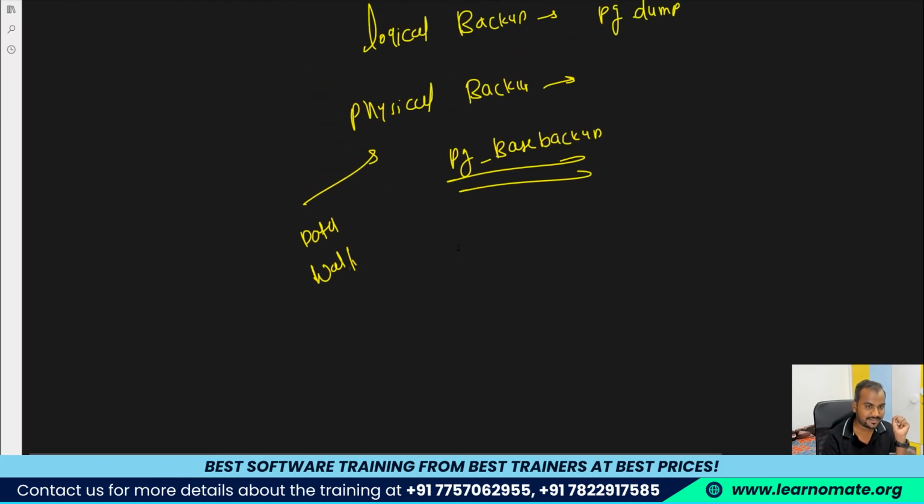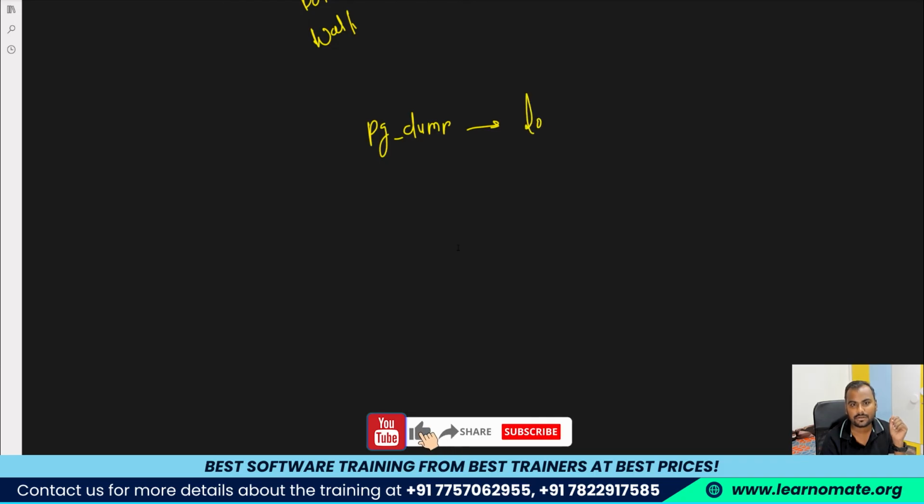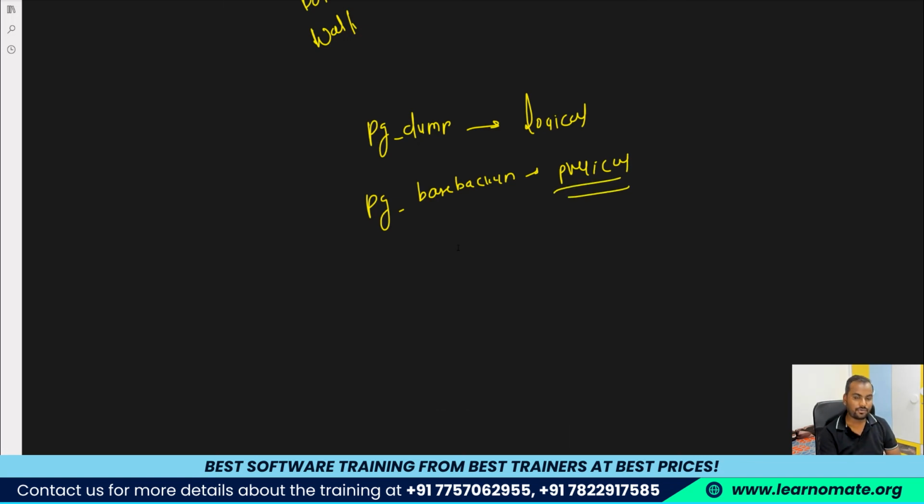So what we have discussed here is that when you want to take the PostgreSQL database backup, there are two utilities. We have pg_dump, which will take your logical backup. It's a logical backup. You can use pg_basebackup, which will take the backup of your physical files. Okay, so I hope you have understood this concept very well.